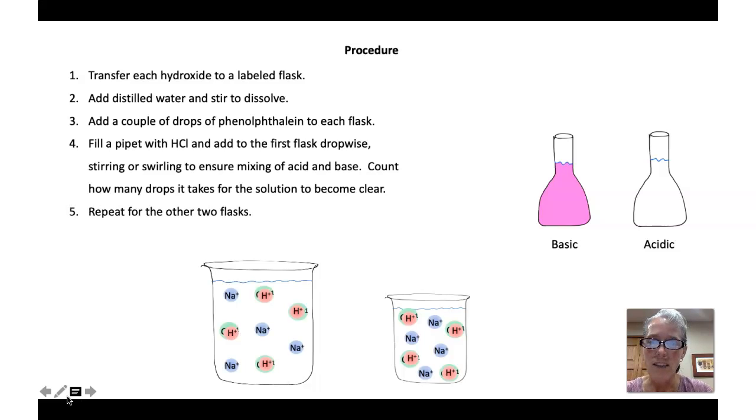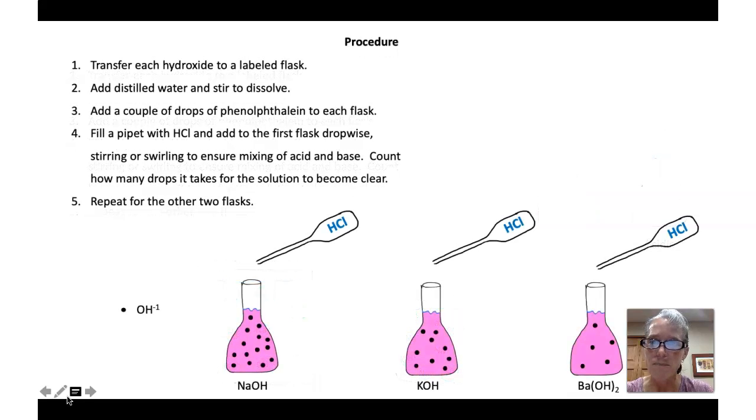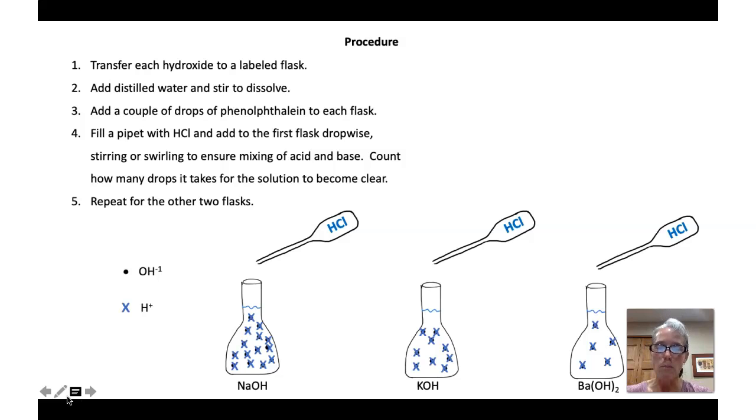Okay, so let me expand on that a little bit if you're not following it. So we've got the 3 flasks, and you can see that they have different amounts of hydroxide. Now imagine how much HCl it's going to take to turn these solutions clear. The blue X's represent the hydrogen ion that has neutralized that hydroxide, and we see that the sodium hydroxide needs the most HCl and the barium needs the least, exactly what we predicted before.